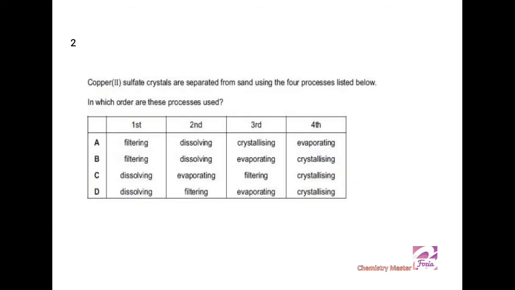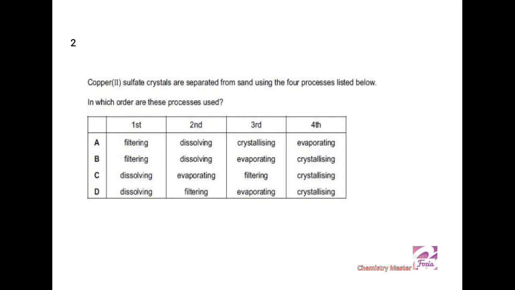The second MCQ. Copper sulfate crystals are separated from sand using the four processes listed below. So the order must be planned after considering that this is a mixture of two salts, out of which one is soluble in water and the other is not. You guess? Yes, sand is insoluble in water, but the copper sulfate is soluble. So first we see how to separate. The plan must begin with dissolving the salts.